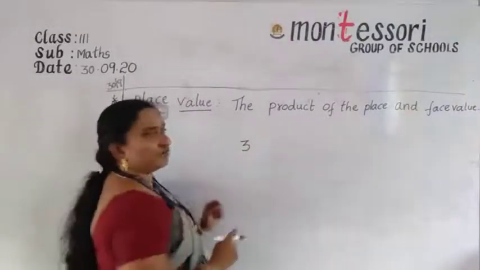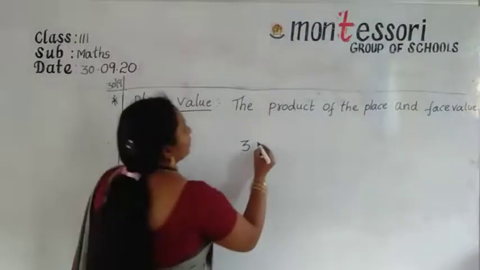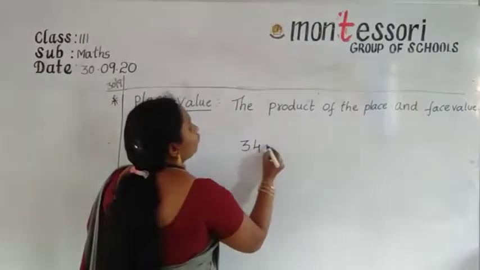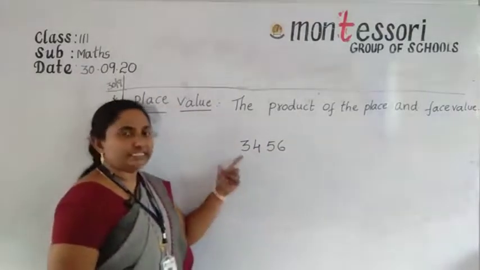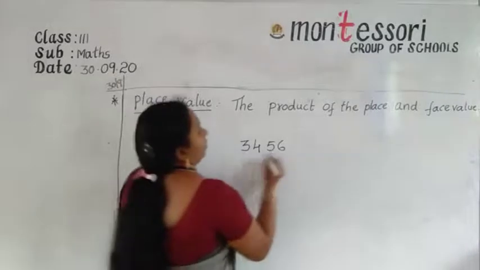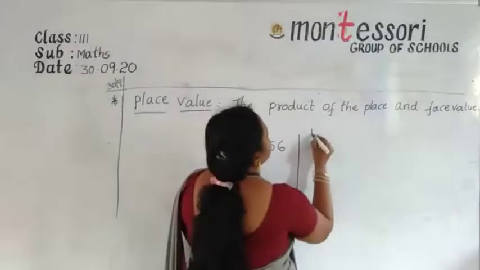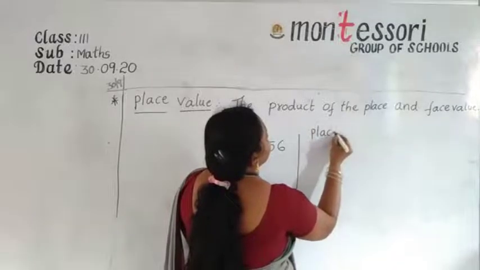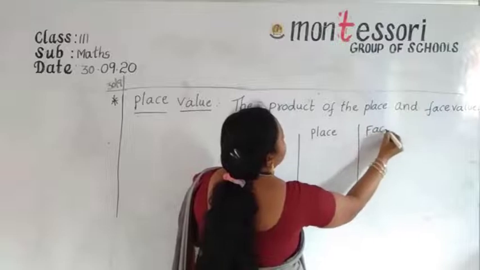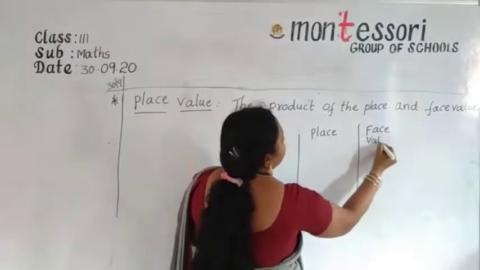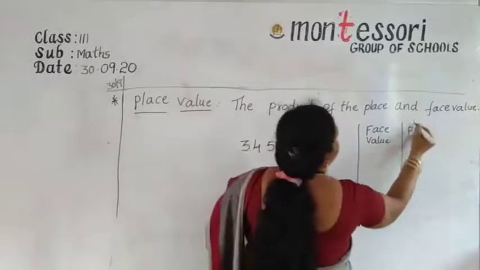For example, now I am taking a number. Now you don't write, first listen carefully. Don't write in your notebook. Okay, listen carefully. 3456. Now the given number is like this. In this given number, this is place, and this is face value, and this is place value.